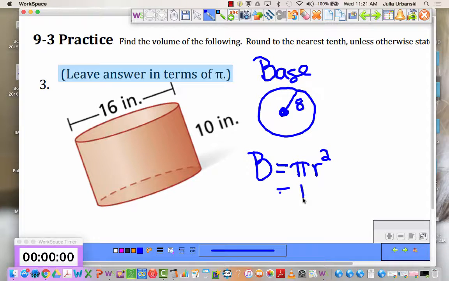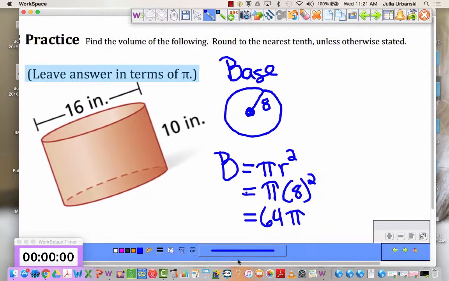So this is going to be pi times 8 squared. Okay. The directions say to leave your answer in terms of pi. Whenever they say that, they want to see the little pi symbol in your answer. So they do not want you to use 3.14. They do not want you to push the pi button on your calculator. They want pi to be part of your answer. So all you do is 8 squared is 64, and then you multiply it by pi, and you leave it written that way. That's what in terms of pi means.